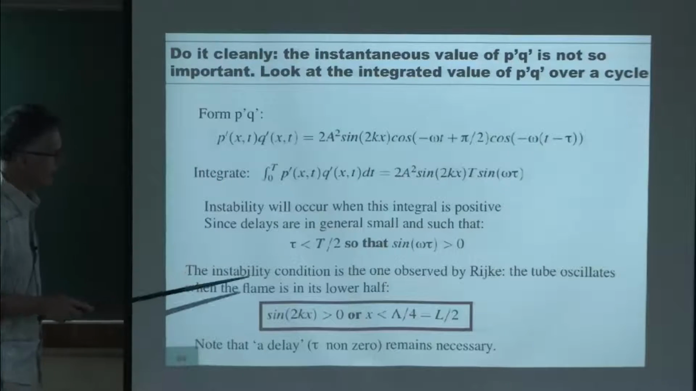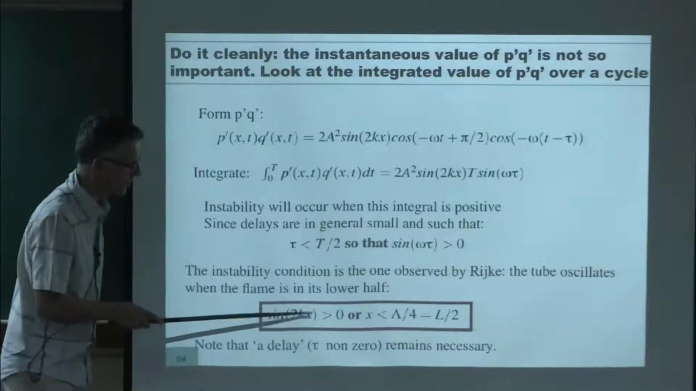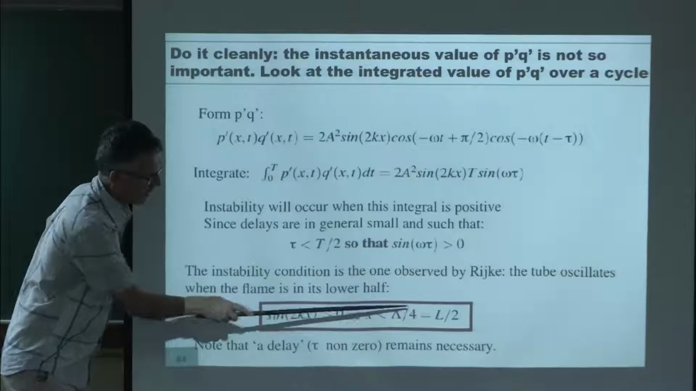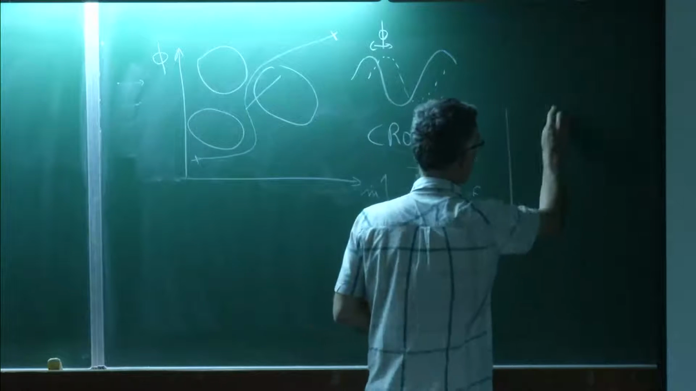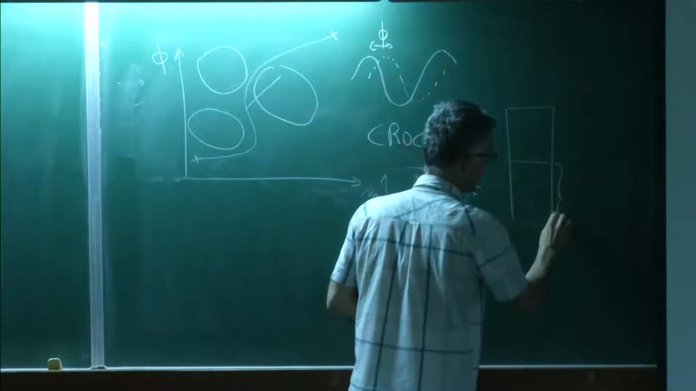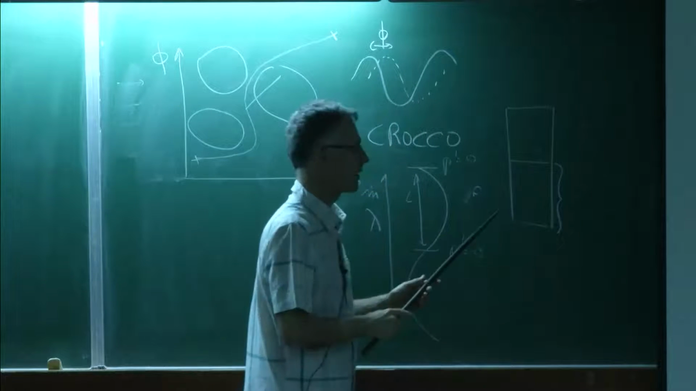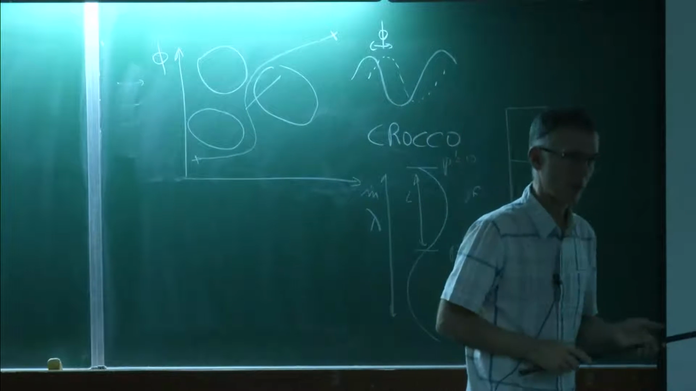And you will see that this term is positive if sine 2kx is positive. In other words, if x is less than L over 2. And that's the usual result in those things: if you have a tube like this, the flame or the heat release should take place here. If it takes place here, and if the delay is small enough, then you will have an unstable mode.